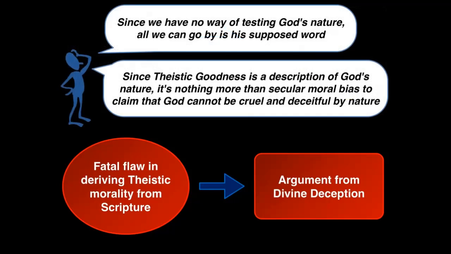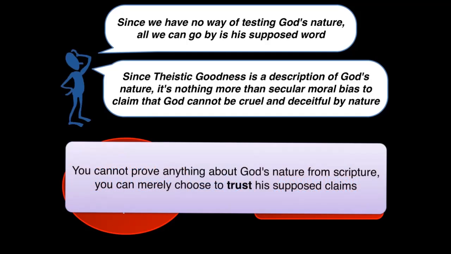If humans have no reliable way of testing and examining God's nature, which is the case given the supposed attributes this entity has, then we have no way of knowing if God is capable of deception. If divine deception is in fact theistically moral behavior in alignment with God's nature, then no claim that God makes about anything, including his own nature, can be trusted.